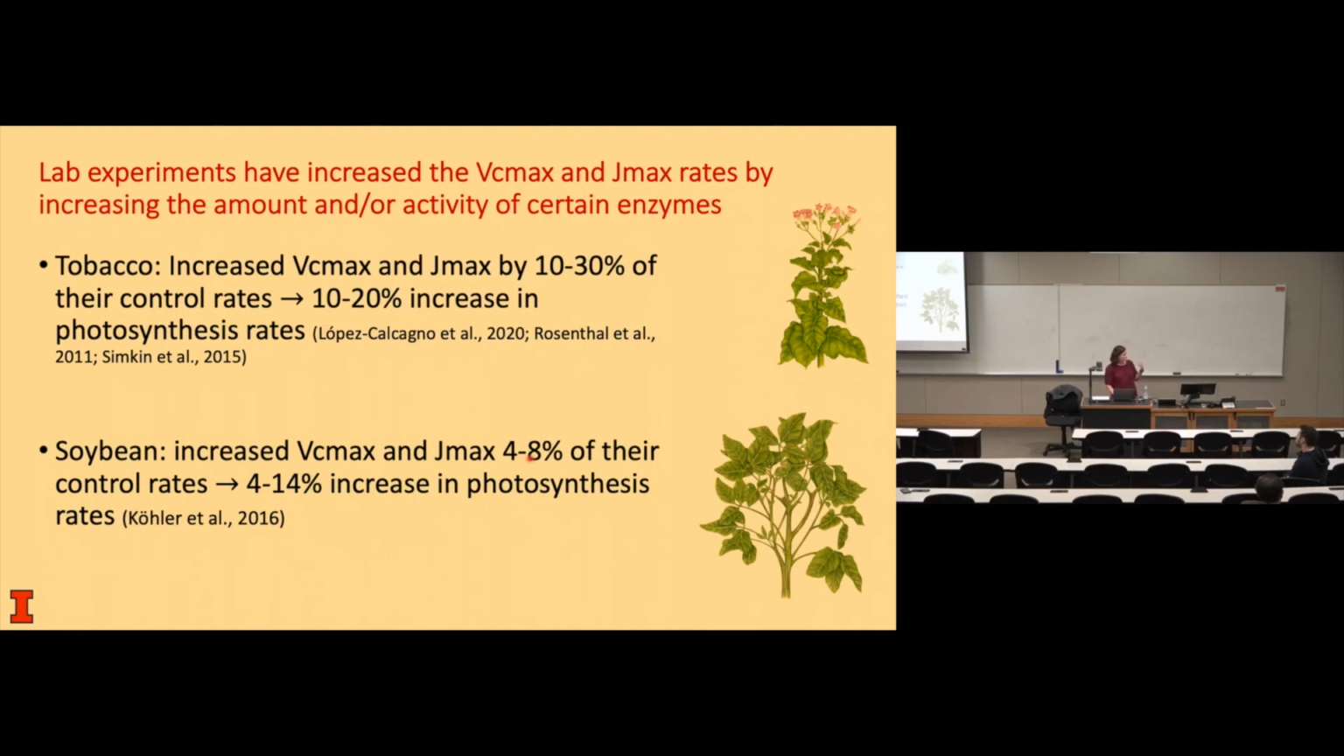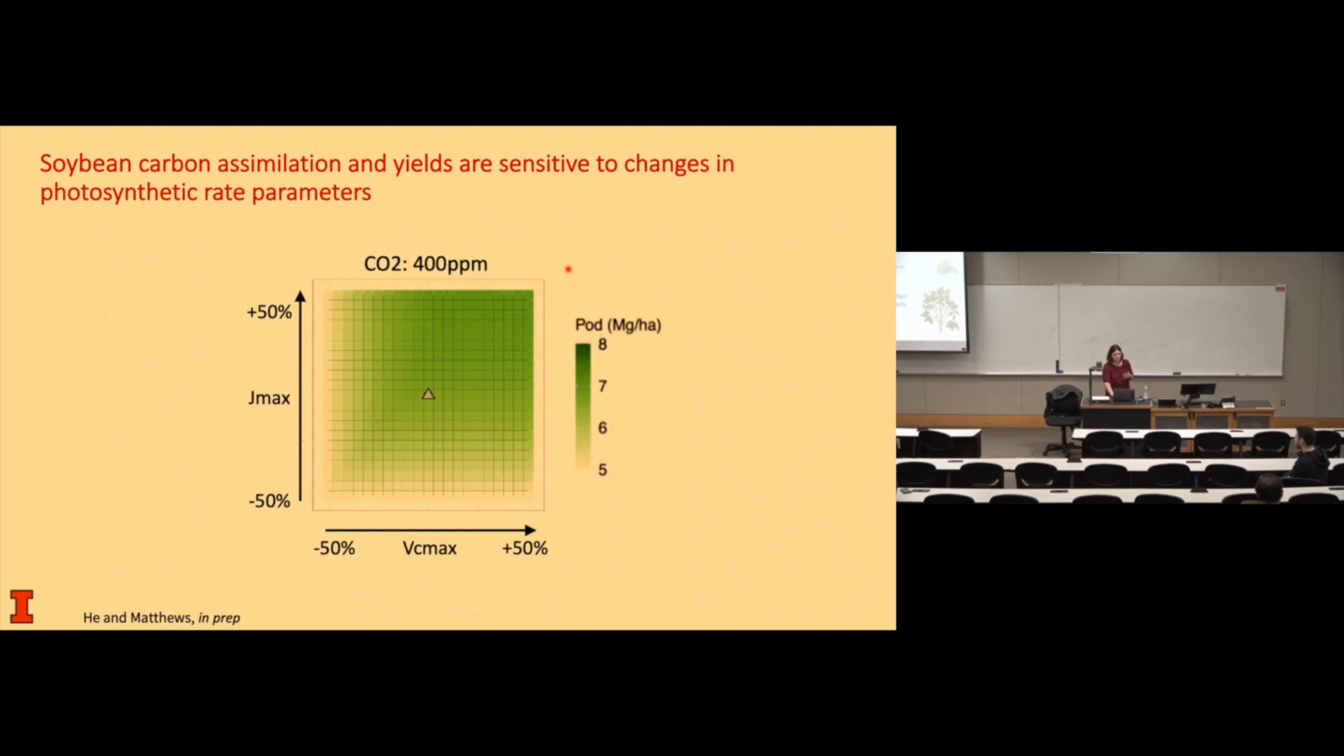And in soybean, experiments increased them by about 4 to 8% and saw a 4 to 14% increase in photosynthetic rates. These have been mostly in the lab so far, but our question is, one, if we can get similar changes with the tobacco and soybean in our model, and look at what we would expect to see happen in the field if we make these changes.